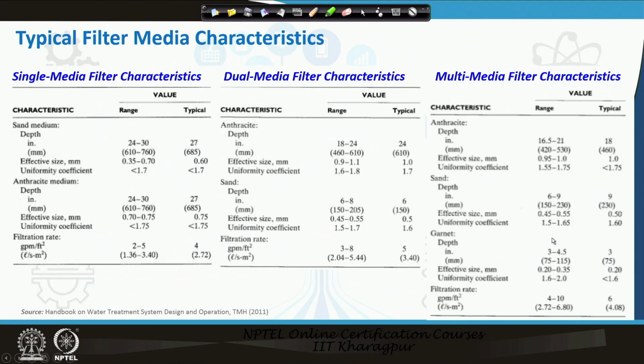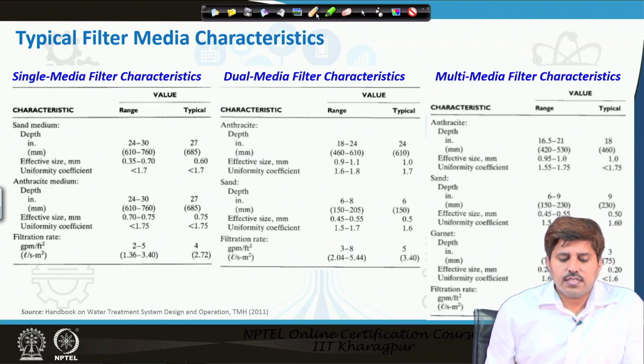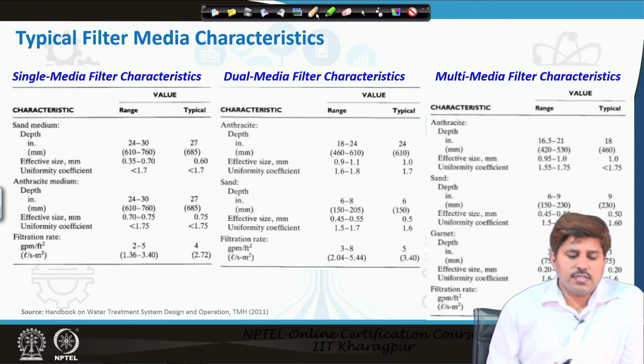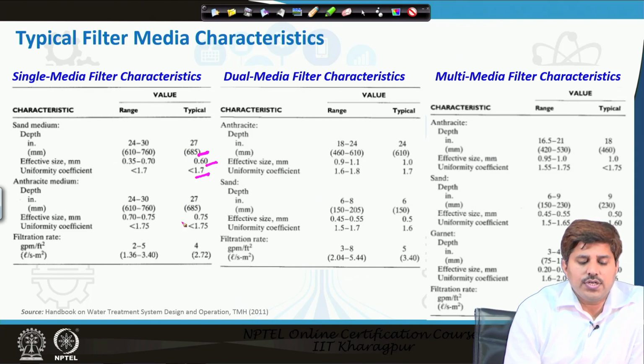This is the typical media characteristics, for single media filter, dual media filter and multimedia filter. Again, this is just from one source, different sources recommend different values. So, we can see that for single media, if we are using the sand medium, the typical depth of the sand layer should be 727 inch or close to 700 mm. The effective size has to be 0.6 mm and uniformity coefficient should be less than 1.7.